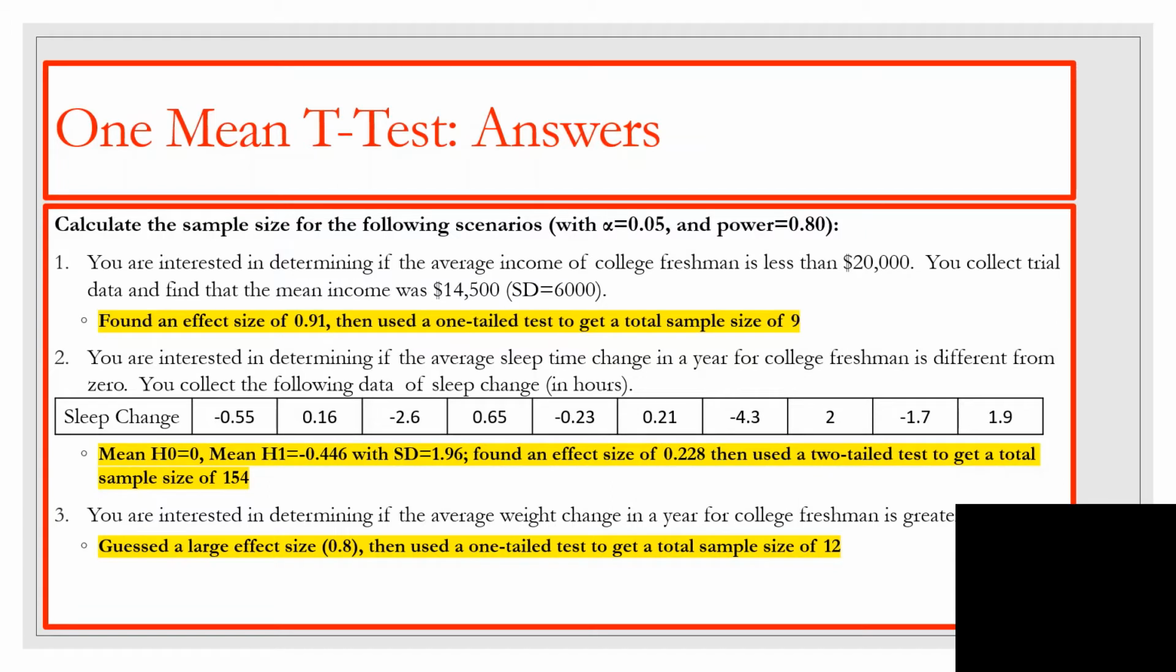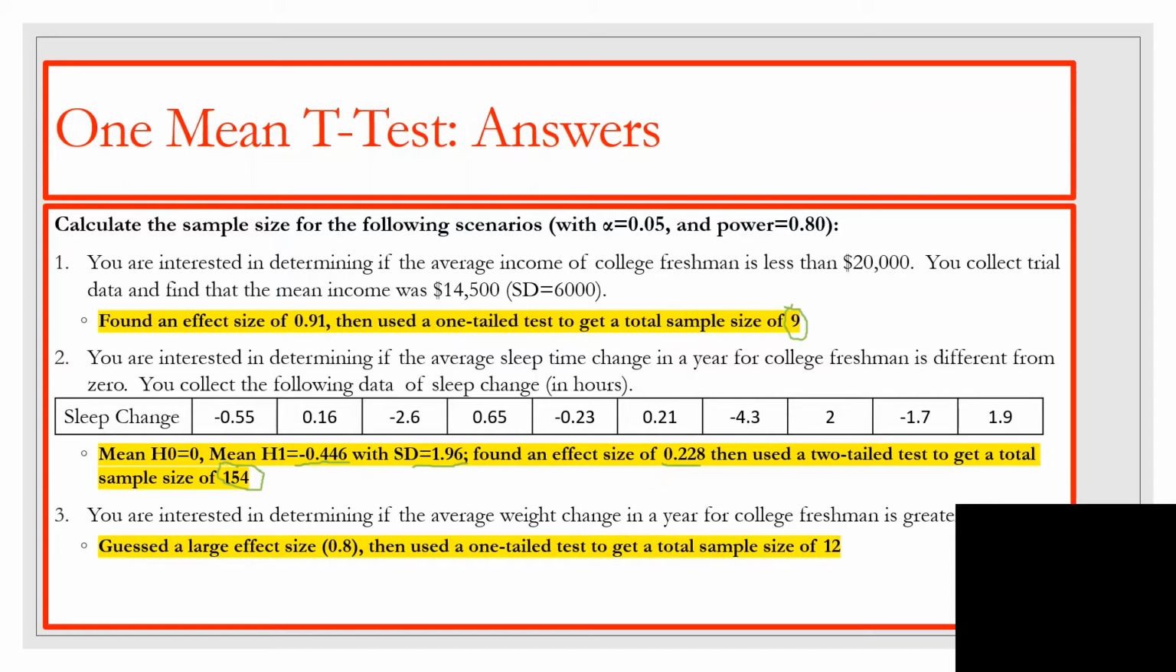All right, let's look at the answers. For the first one, average income of college freshmen, we're given the null and alternative hypothesis means and the standard deviation. You can just simply plug that in for an effect size of 0.91 and a one-tailed test to get a total sample size of 9. For the second, we're given the raw data of sleep change, which we can use to get the mean of the alternative and the standard deviation to get effect size and a total sample size of 154.